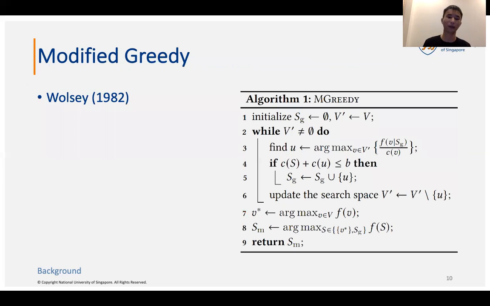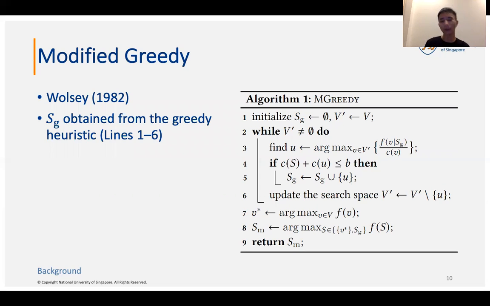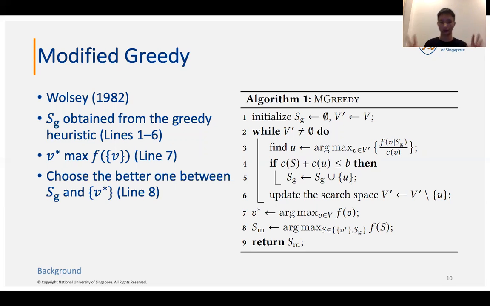This algorithm was proposed in the very early study of this problem in 1982. People found that if we simply modify the greedy algorithm, first we construct the solution SG by the greedy heuristic, then we construct another candidate, a star, that maximizes the singleton value. Then we compare the two solutions and choose the better one. This is very simple, right?